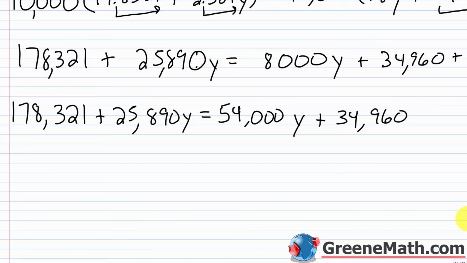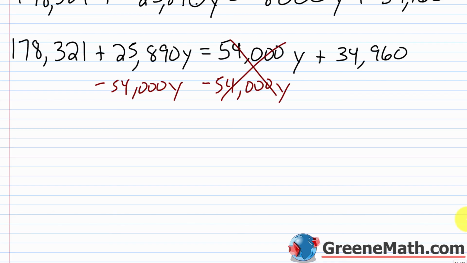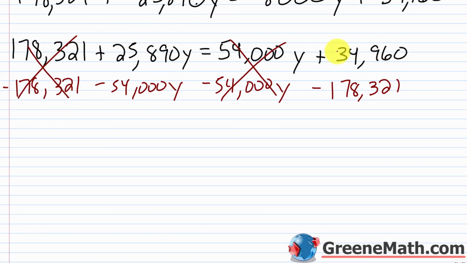So again, I want all my variable terms on one side of the equation. And so I like my variable term to be on the left. I like my number to be on the right. So I'm going to go ahead and subtract 54,000y from both sides of the equation. That's going to go away. And just to save a little time, I'm going to simultaneously subtract 178,321 from both sides of the equation. So why am I doing that? Well, what's going to end up happening is I'm going to have a variable term on this side. This is gone, and I'm just going to have a number on the right side.